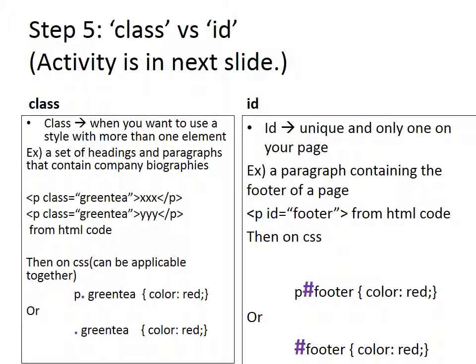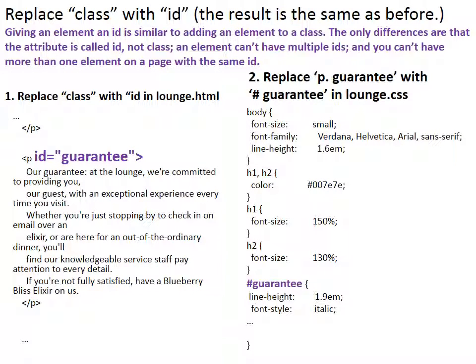ID is almost the same concept as class. The difference is ID should be unique. When you use ID, you have to use the pound sign. If you change class to ID in HTML, you have to change the corresponding CSS files together.